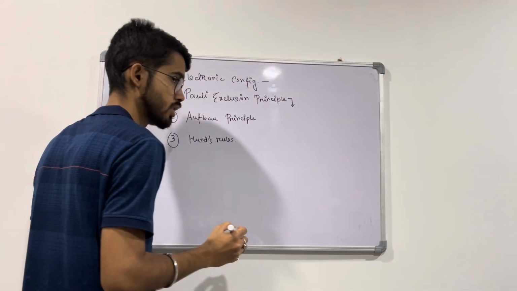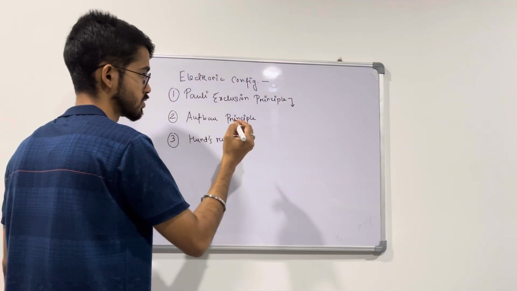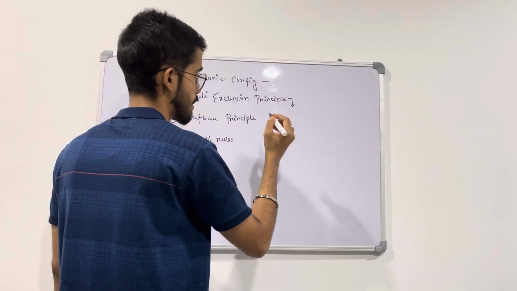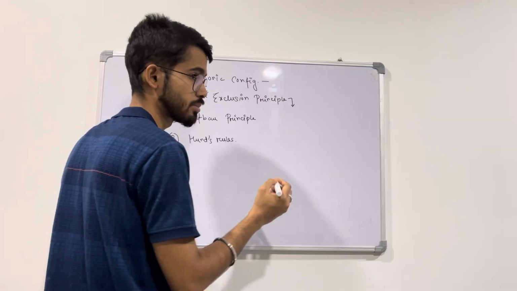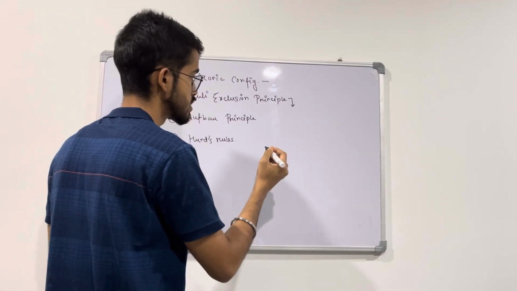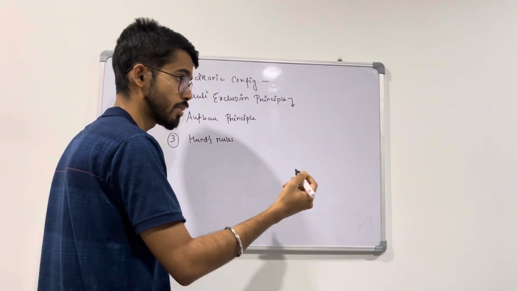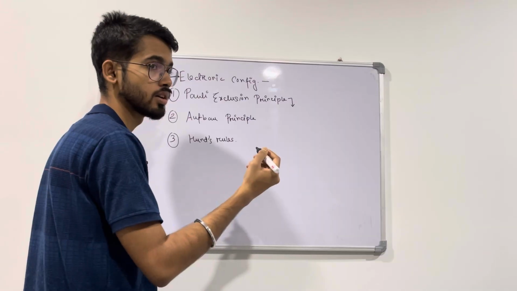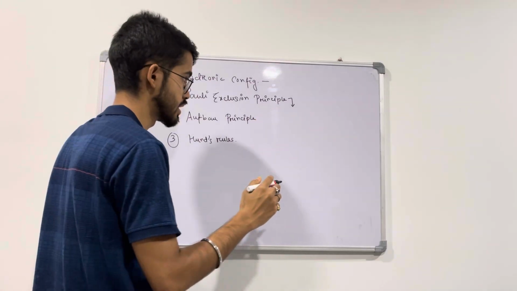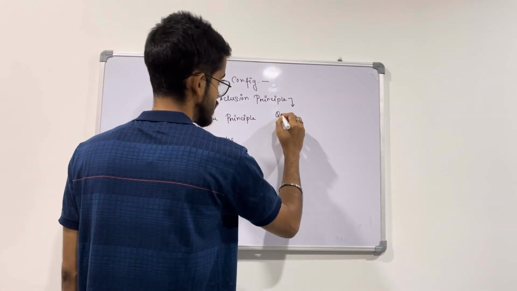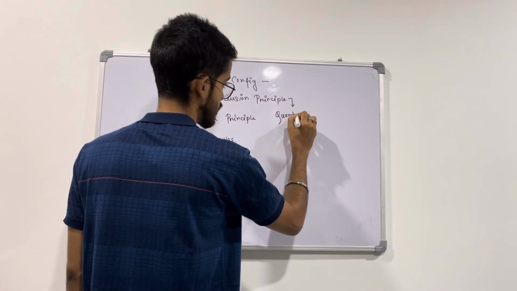So what is it? We have to know that in the case of the Pauli exclusion principle, the importance lies in quantum numbers. The quantum numbers, what are they? Quantum numbers are those numbers which are required to explain an element completely. So what quantum numbers do we have?